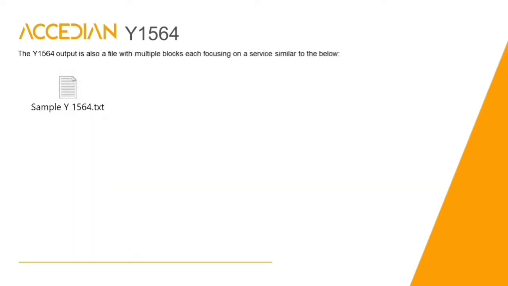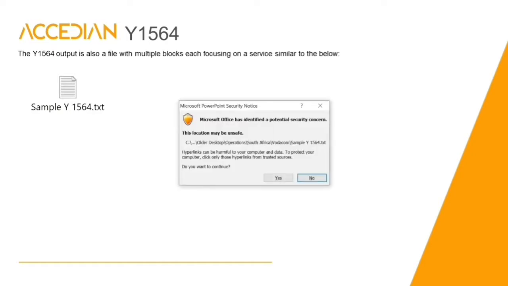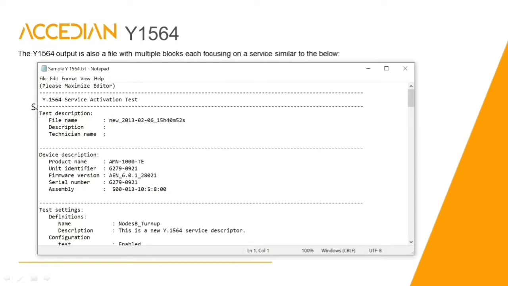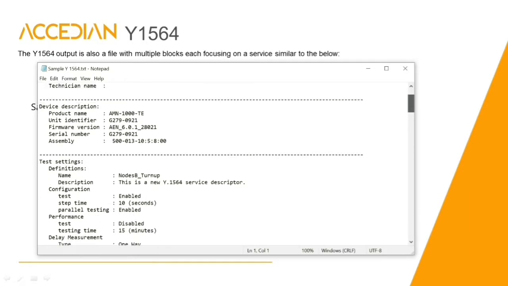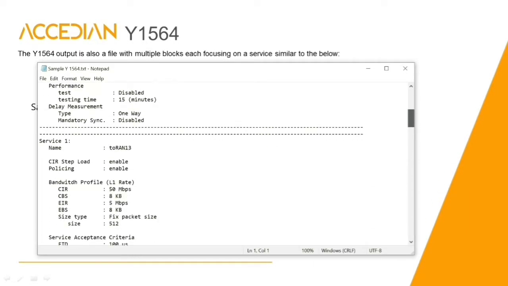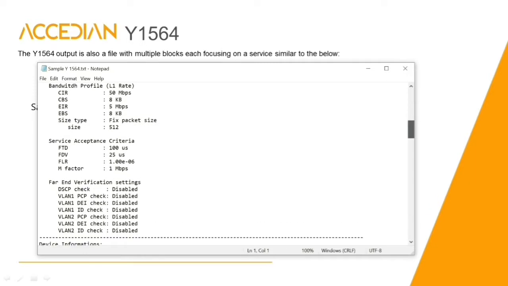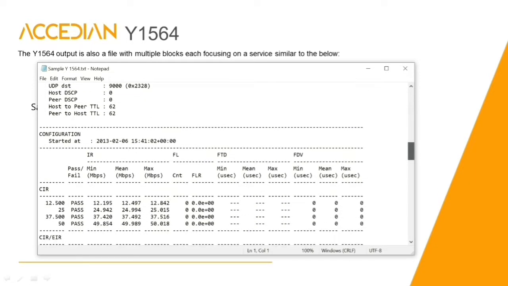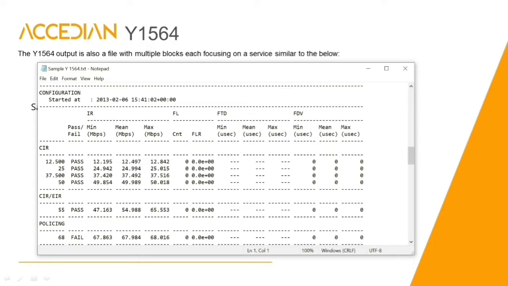The Y1564 output file is also made of multiple blocks, similar to the RFC 2544. In this case, the blocks represent the services, the parallel services tested in the 1564 test. Here's a sample of the output file. So basically, if we were testing two services, you're going to see the description first of the service, and then the first service details, and then the details about 25% CIR, 50%, 75%, then 100% of the CIR.